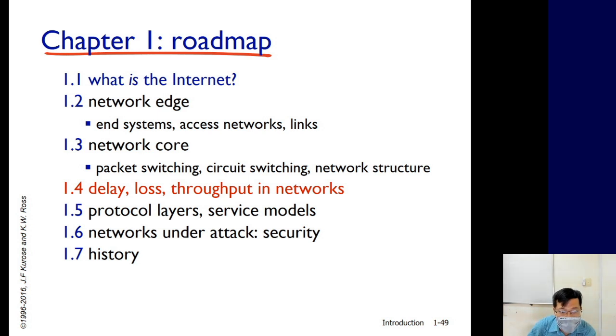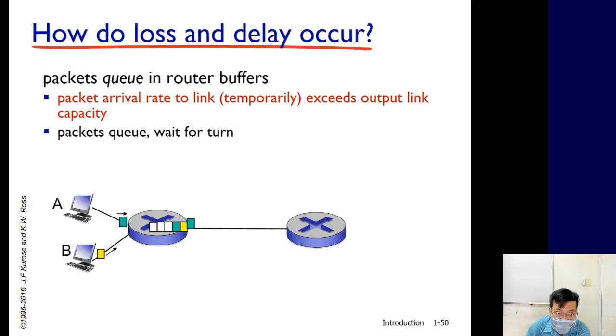So the next section is about the performance criteria, such as delay, loss, and throughput in the network. How do we define these criteria?